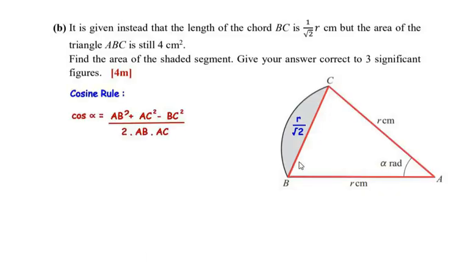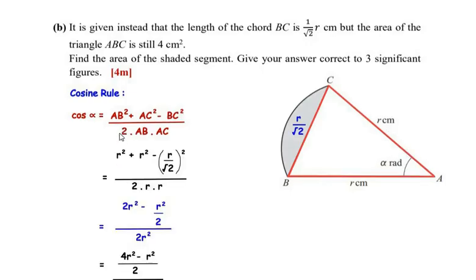So here we have the triangle ABC whose 3 sides are given as r centimeters, r centimeters and r over √2 centimeters, and alpha is the angle made at point A. So to find out the value of alpha, we are going to make use of the cosine rule, given as cos of alpha is equal to, now sum of the squares of the 2 sides which enclose this angle alpha, that is AB square plus AC square, minus the square of the side which is opposite to alpha, that is BC square, over 2 times AB times AC.